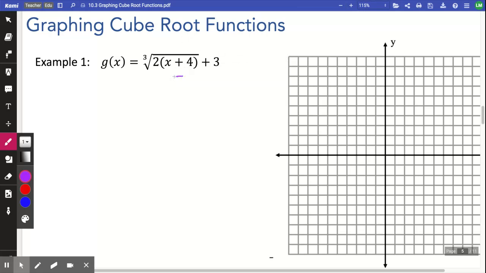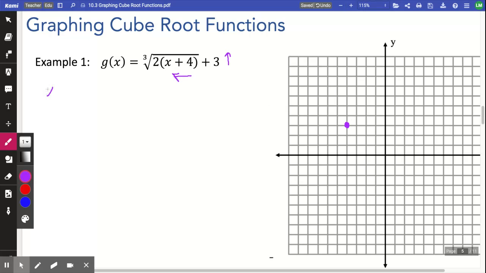X plus 4 means that it's moved 4 to the left, and then plus 3 is 3 up. So we're going to find that point at negative 1, 2, 3, 4, up 3. All right, there's my point of inflection. From here, I can know kind of which values to choose.